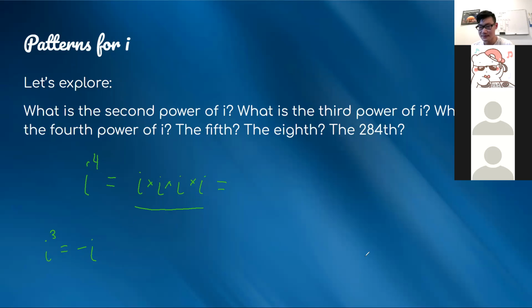Any idea, guys? Jasper, Joyce, Lloyd? We're multiplying i cubed by another i. So we're just adding another i. So what do you think this would be?